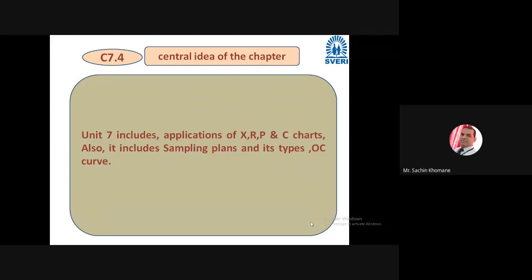Now, about the central idea of this particular chapter. I would say this particular unit has the application of X-bar, R, P and C charts, and sampling plans, their types, and the OC curve. So this may be the central idea. We have to learn the various applications. X-bar, R, P, C charts are very common. All are control charts. We have to see the applications of where they should be used.